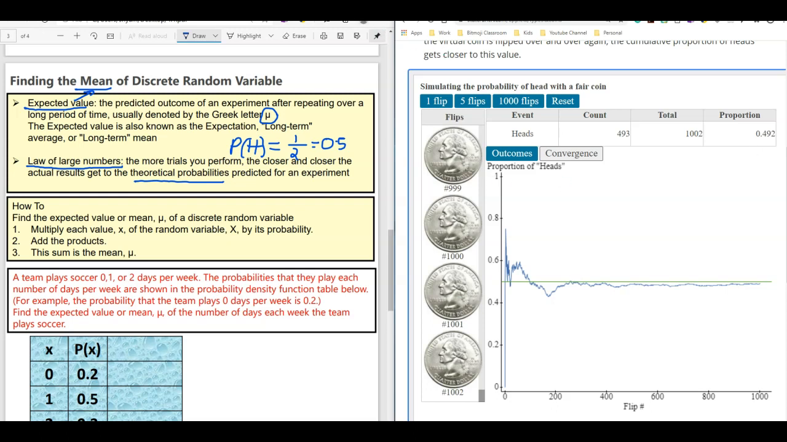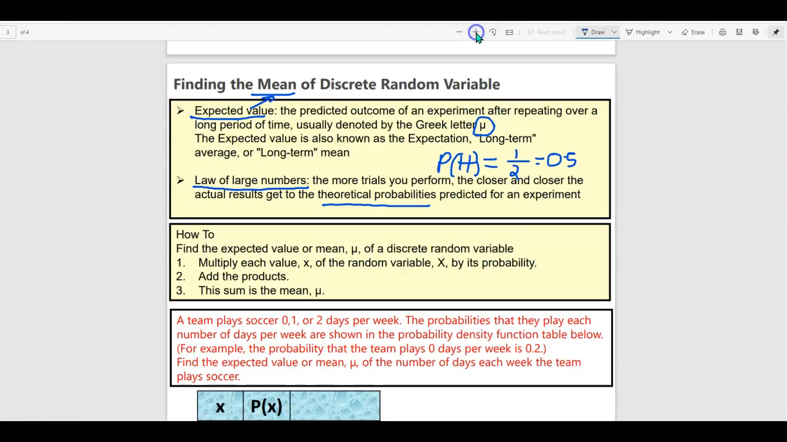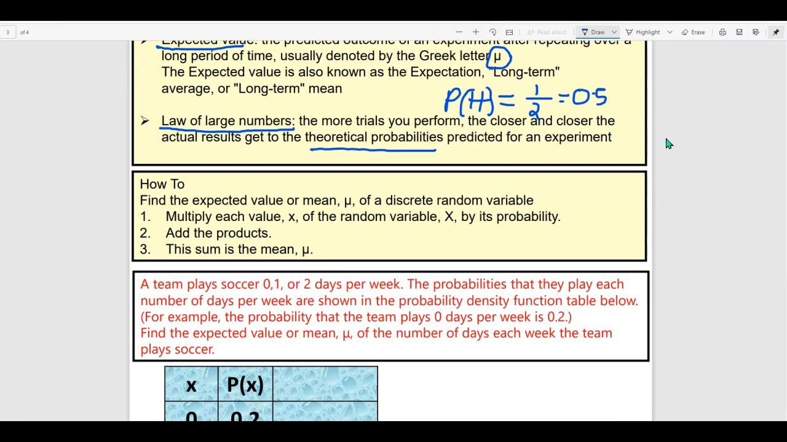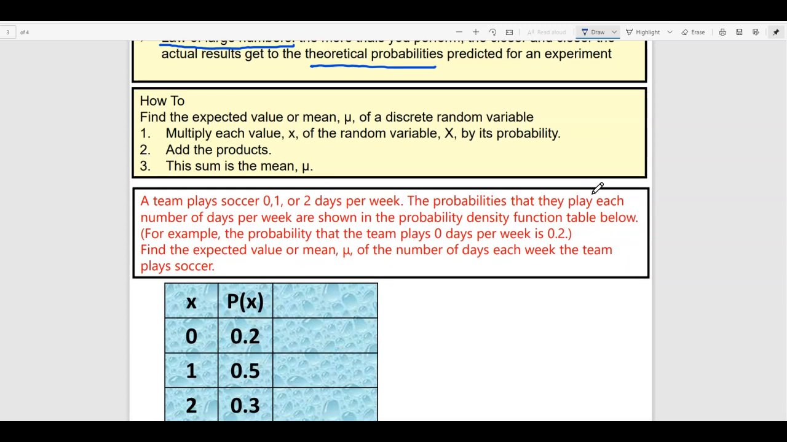Now that we have looked at that, let's take a look at how I find the probability or the expected value. Now you might say, Miss, I can probably flip 1,000 times, there has to be a method. That is correct. We do have a method. Finding the expected value, which is the mean, called mu. Remember, this is the mean of a discrete random variable, and it is calculated by the formula.